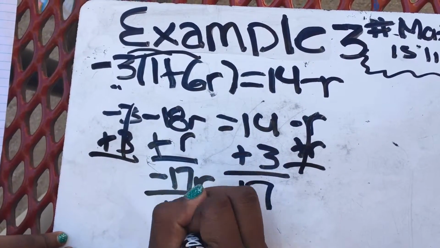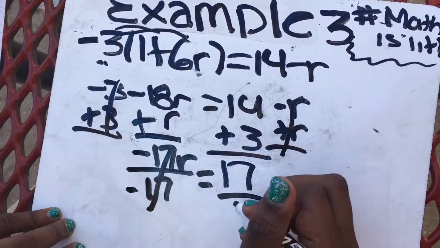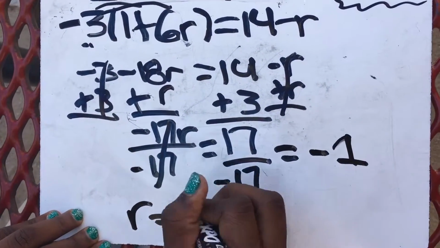And then you're going to divide negative 17 by negative 17 and cross it out and then bring it over to the other side. Then that is r equals -1.